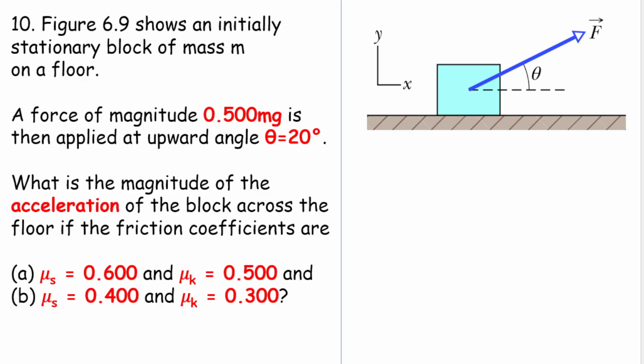Number 10, figure 6.9 shows an initially stationary block of mass M on the floor. A force of magnitude 0.5 mg is then applied at an upward angle of theta equals 20 degrees. And the question is, what is the magnitude of the acceleration of the block across the floor if the friction coefficients are given? Okay. Let's use this coordinate system here.